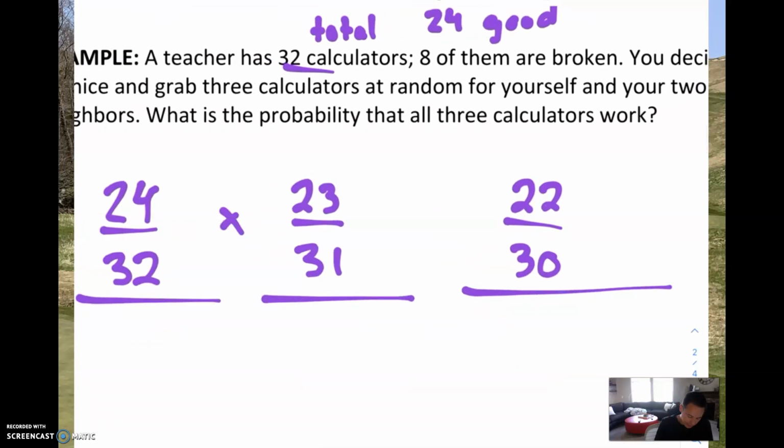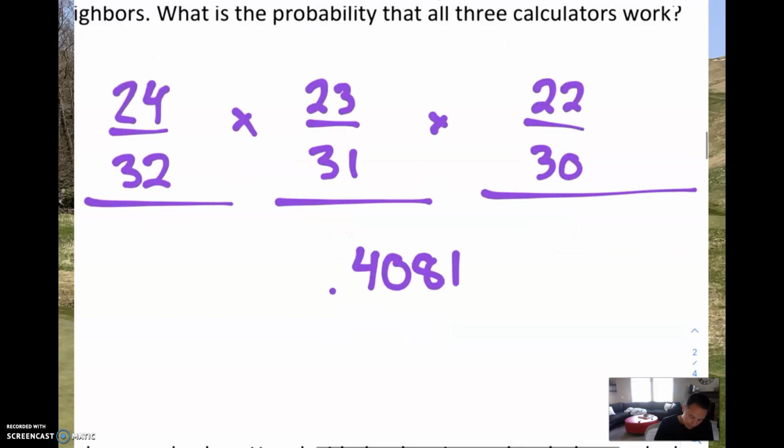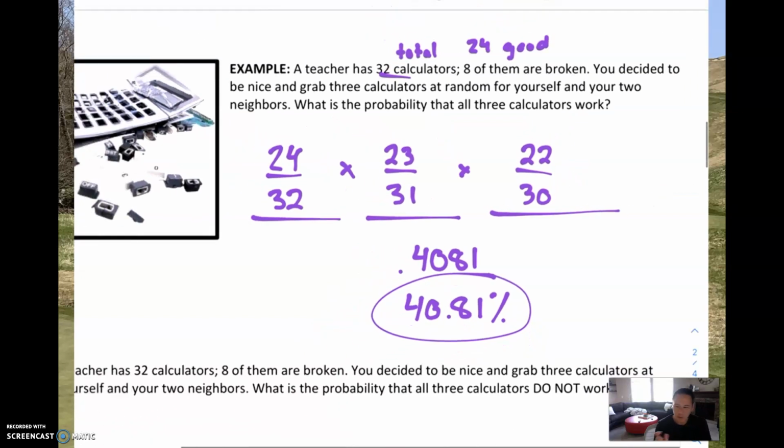So we just take these and multiply them all together, and you've got 0.4081. If you multiply it by 100, you can get 40.81% chance. So about a 41% chance that you're going to take all these 3 calculators and hey, they're all working.